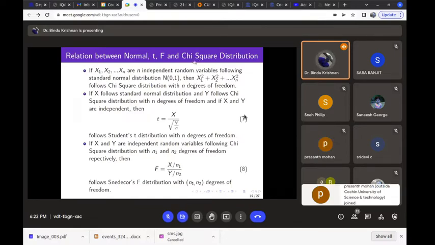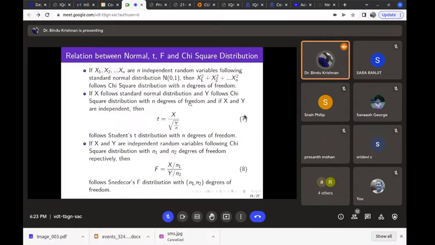The third one is the chi-square distribution. So all the tests which we are going to study: we already studied the test based on the t distribution. Then we need to study one test based on the F distribution, and one test based on the chi-square distribution. But what is the relation between these distributions and the normal distribution, our Gaussian distribution?